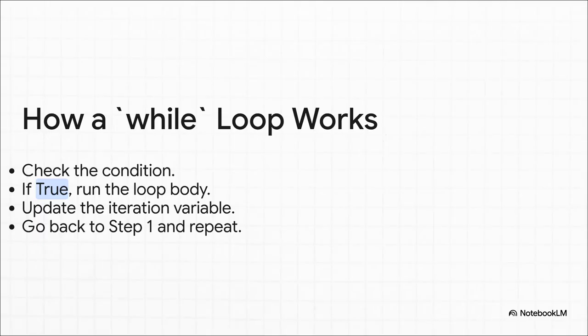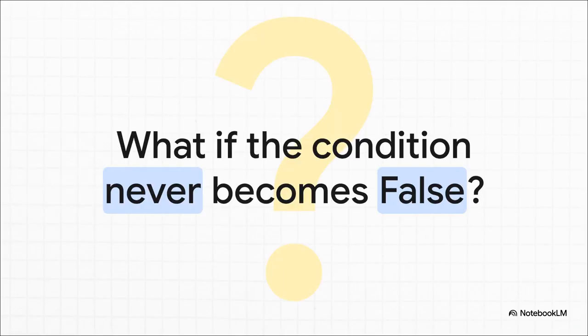The logic here is a constant checkup. First, Python looks at a condition. Is it true? Okay, if it is, it runs the code inside the loop. Now, this is the most important part. Something inside that code has to eventually change the thing that's being checked, because then Python goes right back to the top and checks the condition all over again. This cycle repeats over and over until that condition finally becomes false.